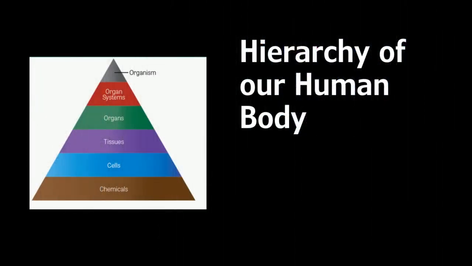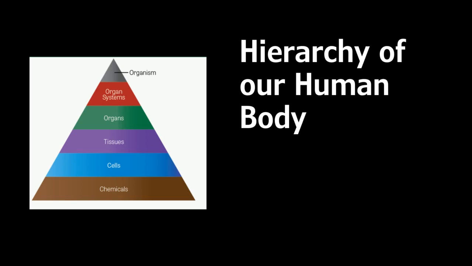Let's start with the basics. That is the hierarchy of a human body. It starts with the atoms and the molecules. Atoms are the smallest particles in the body, which form tiny building blocks and form elements in the body, such as carbon, iron, etc. When atoms join together in groups, they form a molecule.